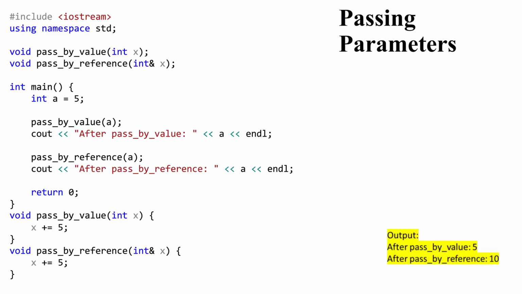First, we have a void pass by value integer x. This is a function declaration for pass by value, a function that takes an integer argument and has no return value. We know it is passed by value because for the parameter integer x, we don't see an & symbol. The second function, void pass by reference integer & x.